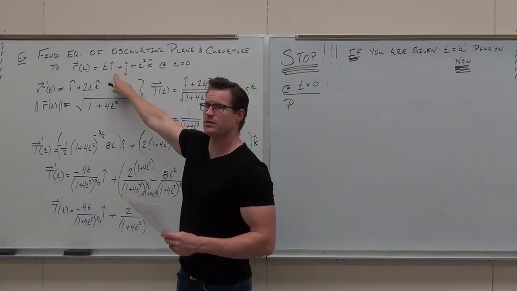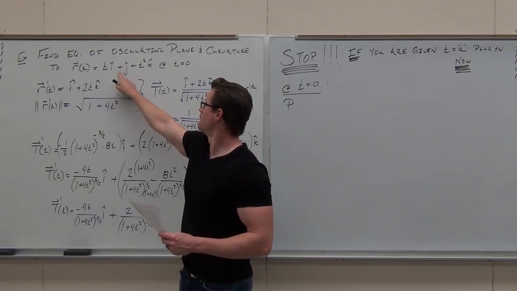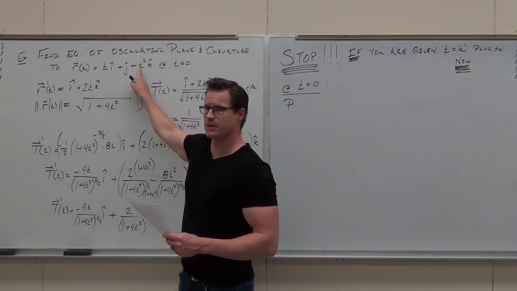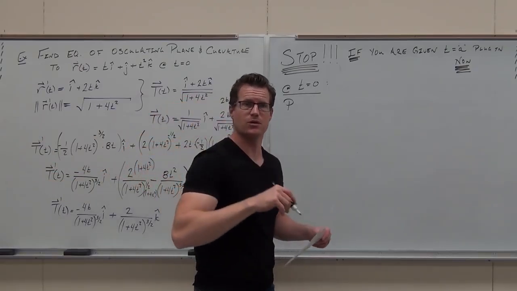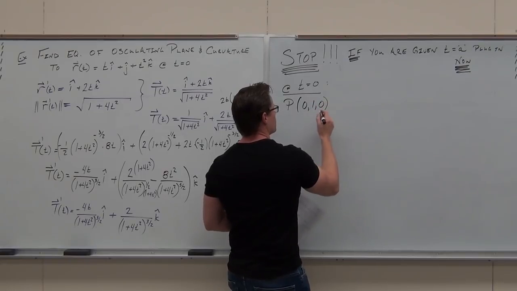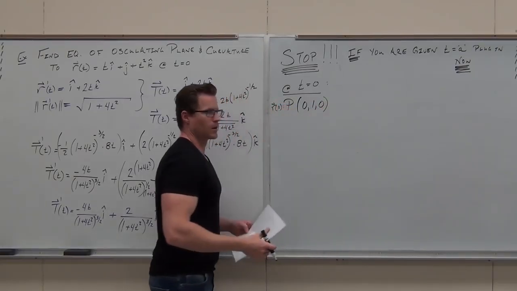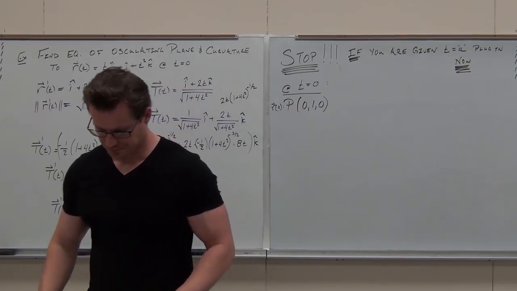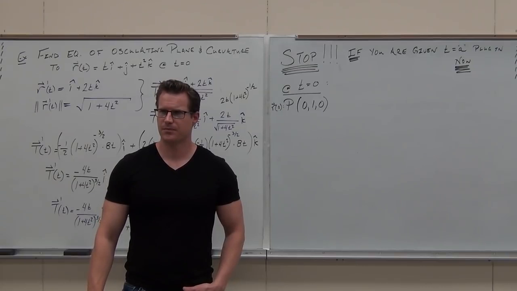Can you plug in 0? Yes. What are we going to get? 0, 1, 0. We get the vector 0, 1, 0, but its terminal point is 0, 1, 0. This is given by r of 0. r of 0 gives you 0, 1, 0. You sure you're okay with that? Yeah or no? I gotta know.